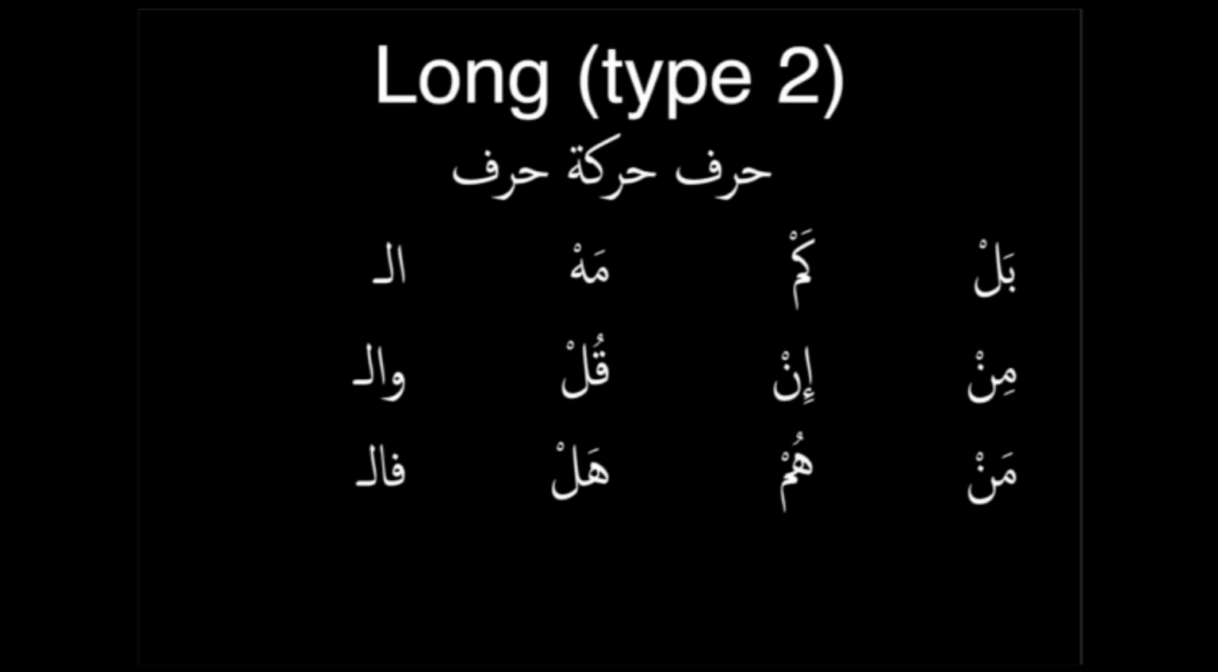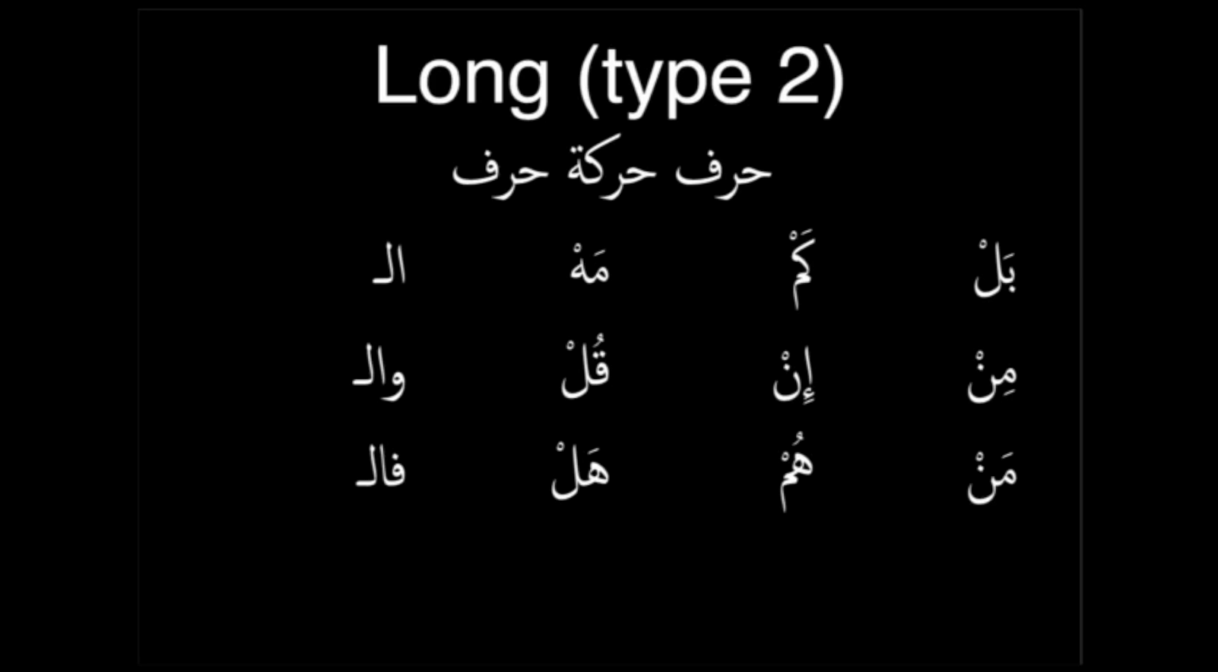These are all examples of type 2 long syllables. Harf and a haraka and another harf. Bel, min, men, kem, in, hum, meh, which is a word you find sometimes in classical Arabic poetry meaning gently, or the imperative verb qul. And then you have obviously the question word hal. So these are all examples of harf plus haraka plus another harf.